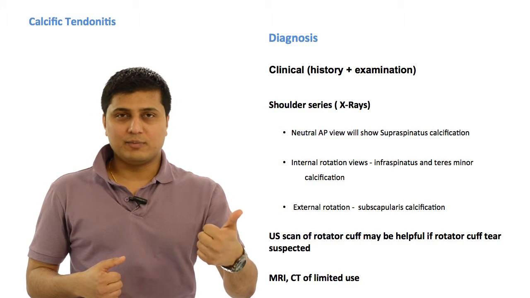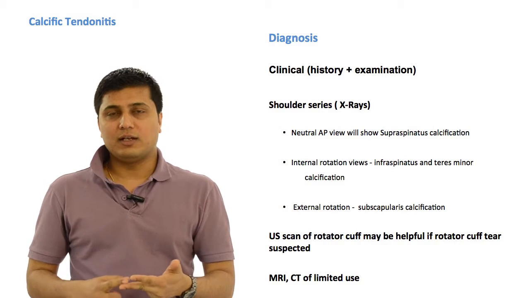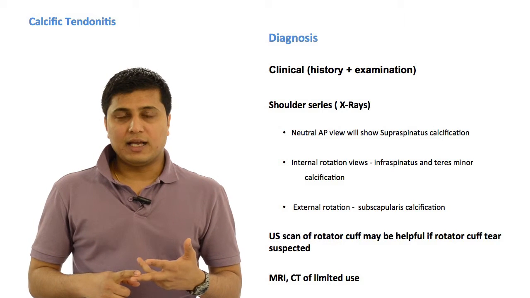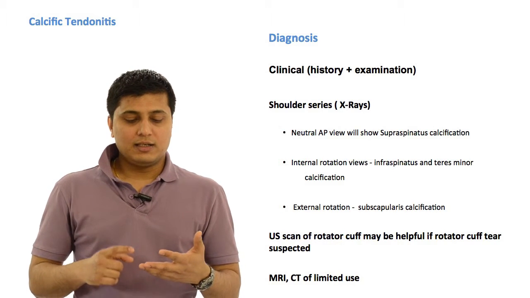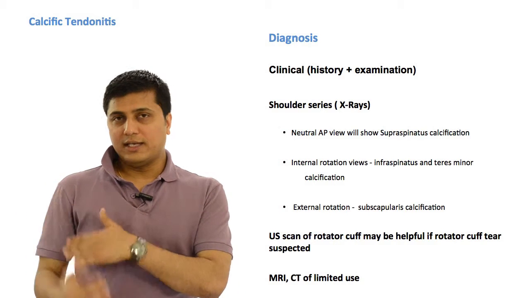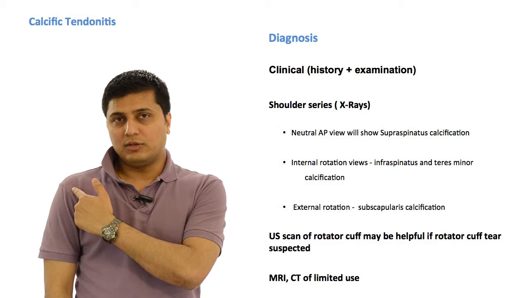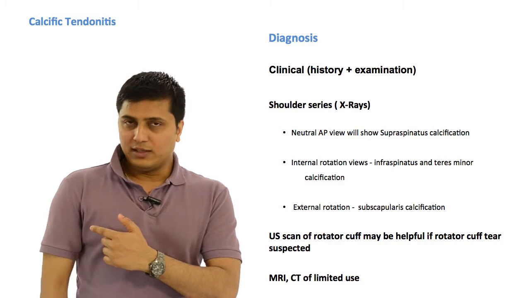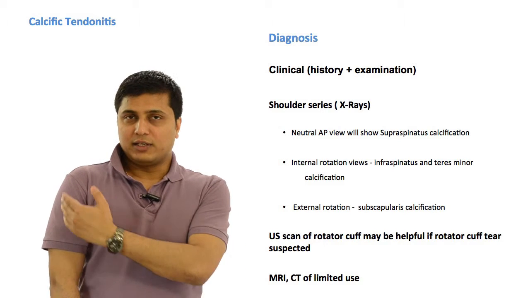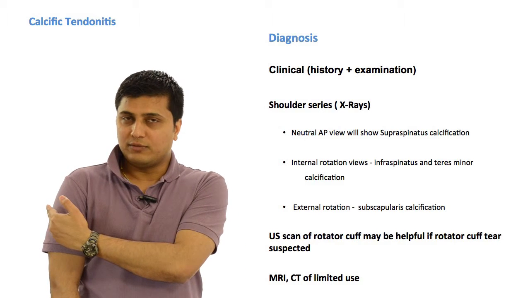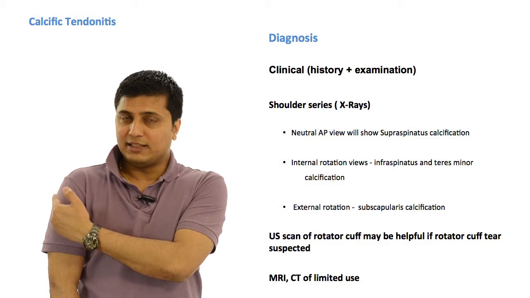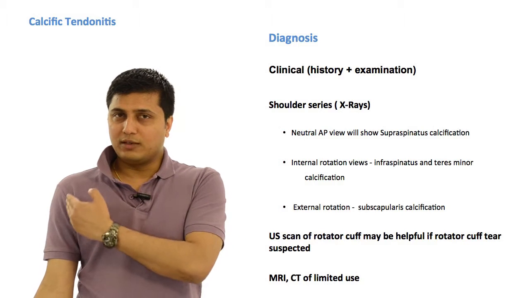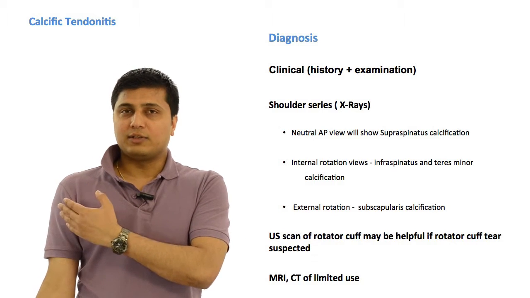How can we diagnose a patient with acute calcific tendonitis? One, clinical history and examination. Second is investigation, which is plain X-rays. Plain radiographs are very useful in diagnosing acute calcific tendonitis. In a neutral AP X-ray, we can locate the supraspinatus tendon calcific deposit. With the internal rotation AP X-ray, we can visualize the posterior aspect of the tendon, so infraspinatus and teres minor calcific deposits can be visualized. And with the external rotated views, we can visualize the subscapularis calcific deposits as well.